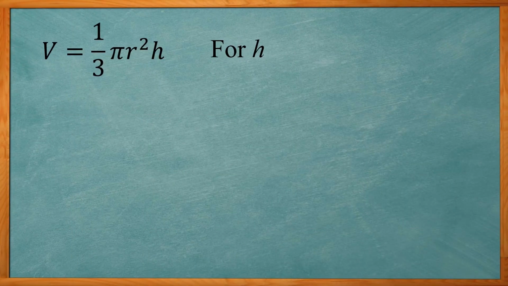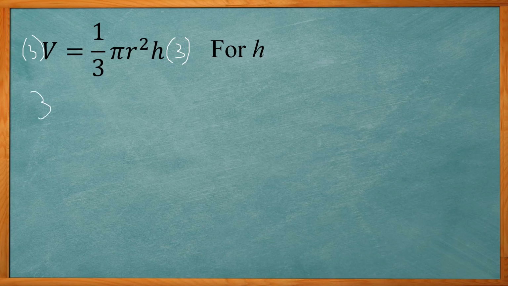In this one we have V equals 1/3 pi r squared h, and we need to solve for h. So again, letters next to each other means multiplication. So we got 1/3 times pi times r squared times h. So our goal is to get h by itself. So first I'm going to get rid of the 1/3. 1/3, I want to multiply by the reciprocal, which would be 3. So I'll multiply both sides by 3.